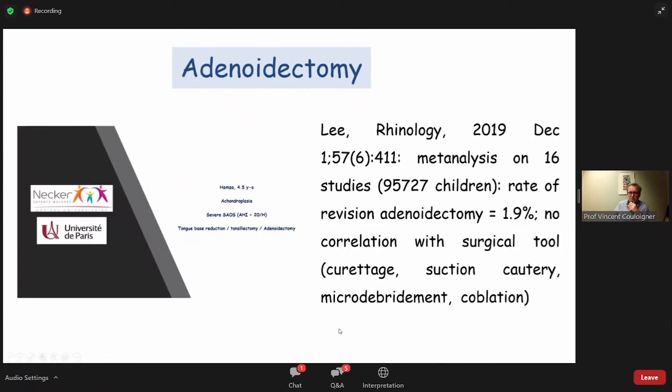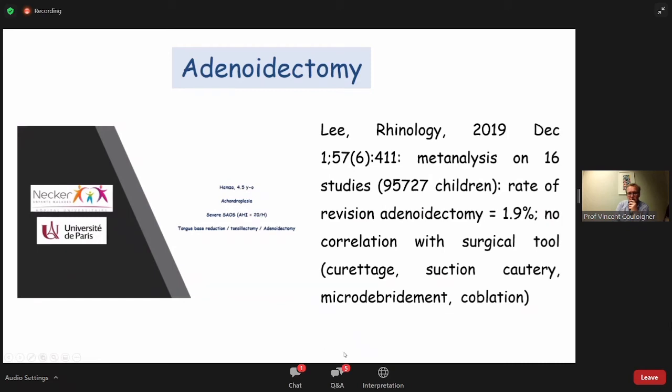So the last point is about adenoidectomy. I would like to talk about it because I'm a pediatric ENT, so I use it very often. Just to tell you that there was a publication in 2019. It was a meta-analysis on 16 studies and 95,727 children, and the rate of revision adenoidectomy using coblation was 1.9% in this last study. And there was no correlation with the surgical tool that was used: curettage, suction cautery, microdebridement, and coblation. So coblation is as efficient as any other tool.